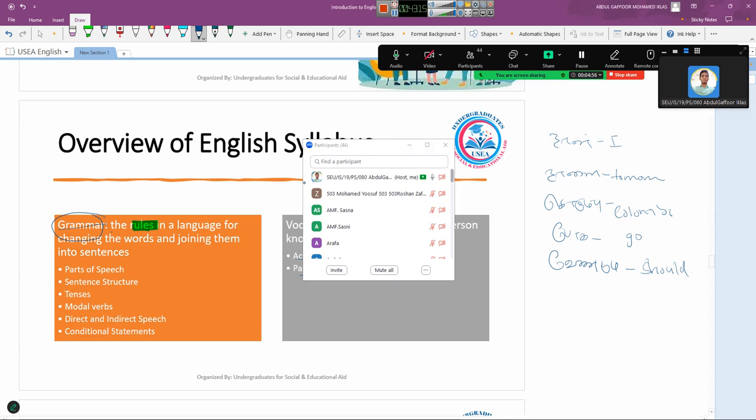Under grammar, we will study parts of speech, sentence structures, and most importantly, tenses, because tenses are a very confusing concept in the entire English language. After that, we will move to modal verbs and then direct and indirect speech. When we are reading newspapers, we can become crystal clear in direct and indirect speech. And after that, we will study conditional statements. These are the major grammar concepts that we are going to study throughout our course. And then every week we will be learning vocabulary.